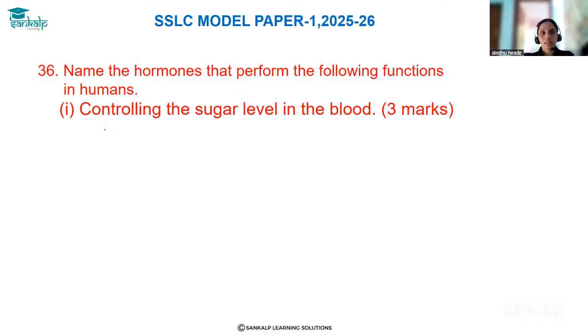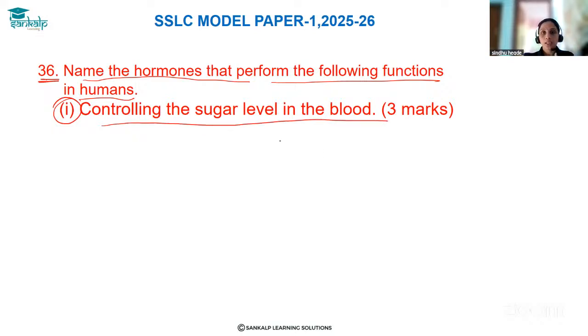Hello everyone. Let us see question number 36. Name the hormones that perform the following functions in humans. First one, controlling the sugar level in the blood. So the question is which hormone controls the sugar level in the blood. Name the hormone which controls the sugar level in blood.